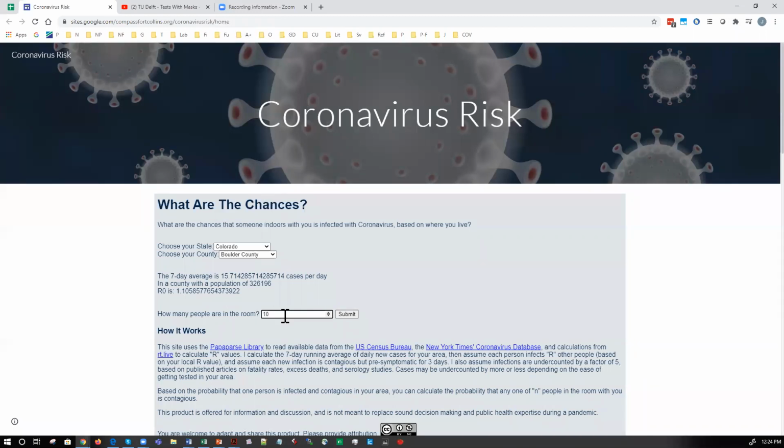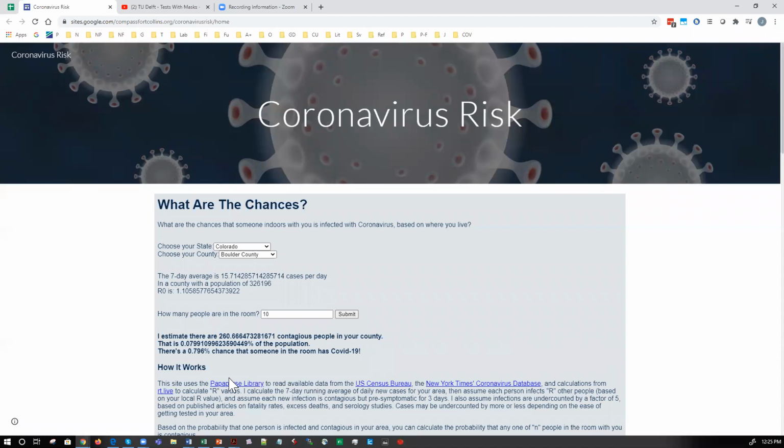10 people in the room, which is what's allowed right now. I see the calculation and it tells me, okay, there is a 0.8% chance that someone in the room has COVID-19. Okay. In this model, they assume that for every diagnosed case, there are 5 undiagnosed cases. That seems a little high to me, so I would maybe take this number and divide it by 2. But anyway, that's something you can do. This only works for the US. For other places, you can go to the New York Times database or the Johns Hopkins database and basically do the same calculations that are described here.